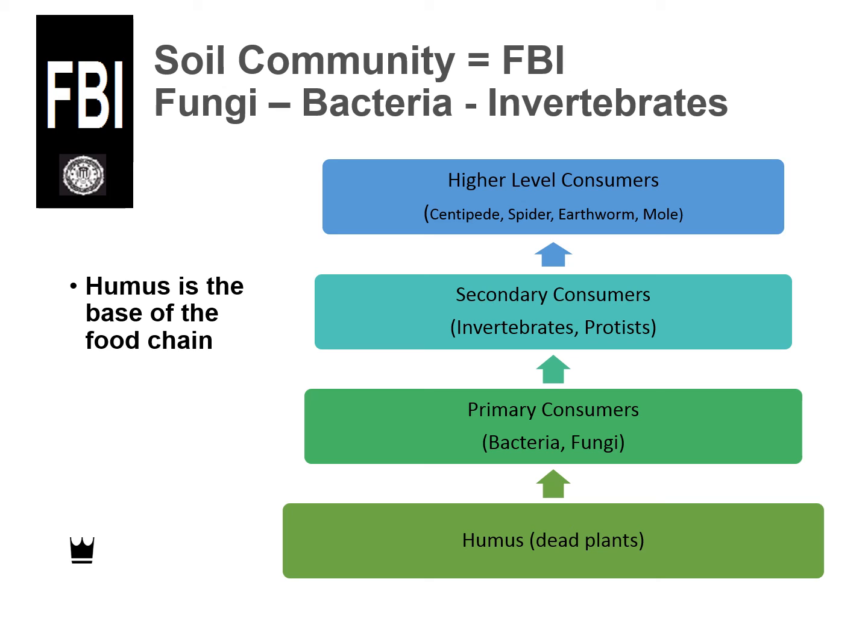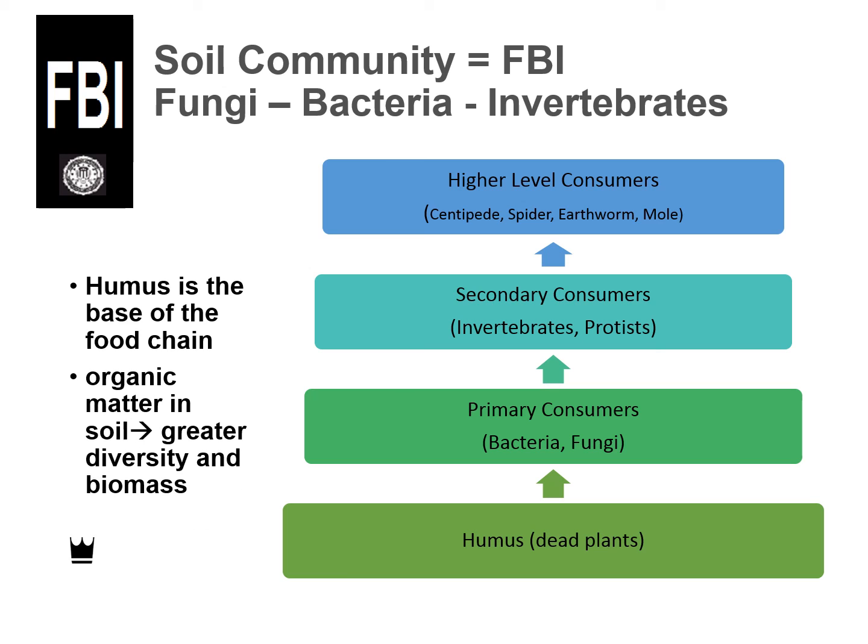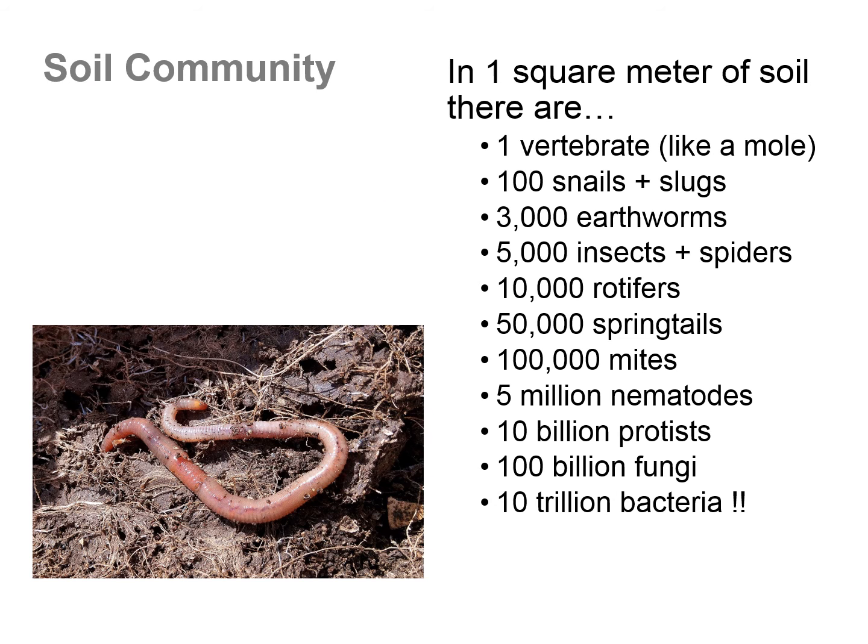The dead plants provide food for consumers. The rule is the greater amount of organic matter in the soil, the greater diversity and biomass in the soil community. In 1 square meter of a good healthy soil, there is an astonishingly large number of different organisms, including trillions of bacteria. Many of these are beneficial and will help plants grow.